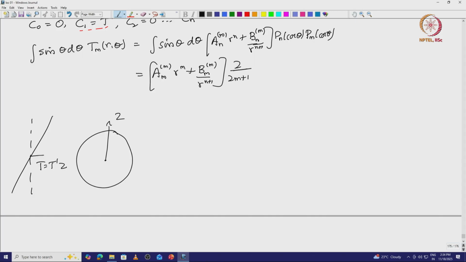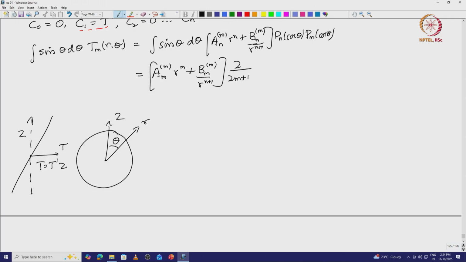Okay. So, this is temperature, this is the z coordinate. Okay. And we used a spherical coordinate system where r was the radial coordinate, theta was the azimuthal coordinate. There was no variation in the phi direction.